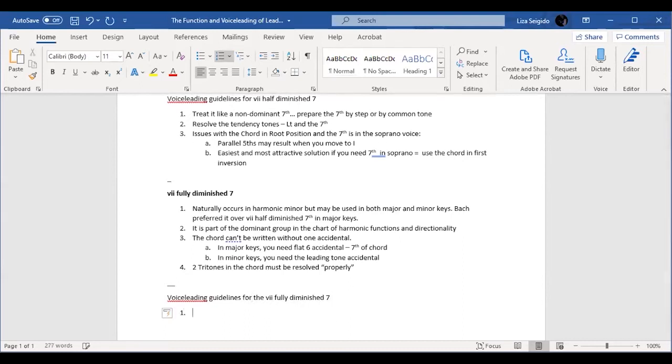Okay, number one. You've got to prepare the seventh. And again, how do you prepare the seventh in non-dominant seventh chords, in half diminished seven and fully diminished seven? By step and common tone. Yep, by step and common tone. That's right. All right, number two, you've got to resolve the leading tone and the seventh first. And after you do those things, then you resolve the two tritones in the chord.